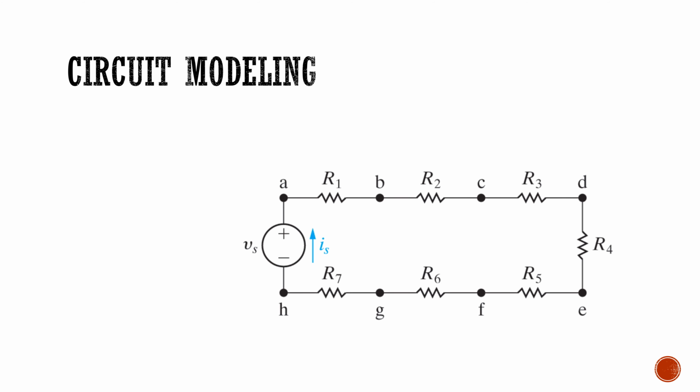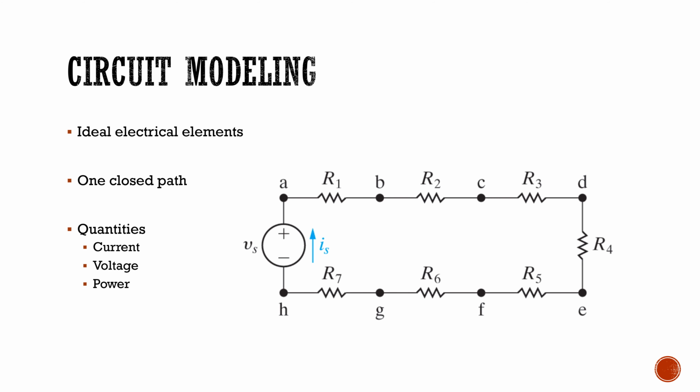So let's review. A circuit model is a mathematical representation of an electrical system. In modeling an electrical system, we use ideal circuit elements, which are interconnected in at least one closed loop. Circuit analysis is based on the variables of voltage and current. In each chapter, we will be looking at the quantities of current, voltage, and power associated with circuit elements. Let's begin with the concept of charge.